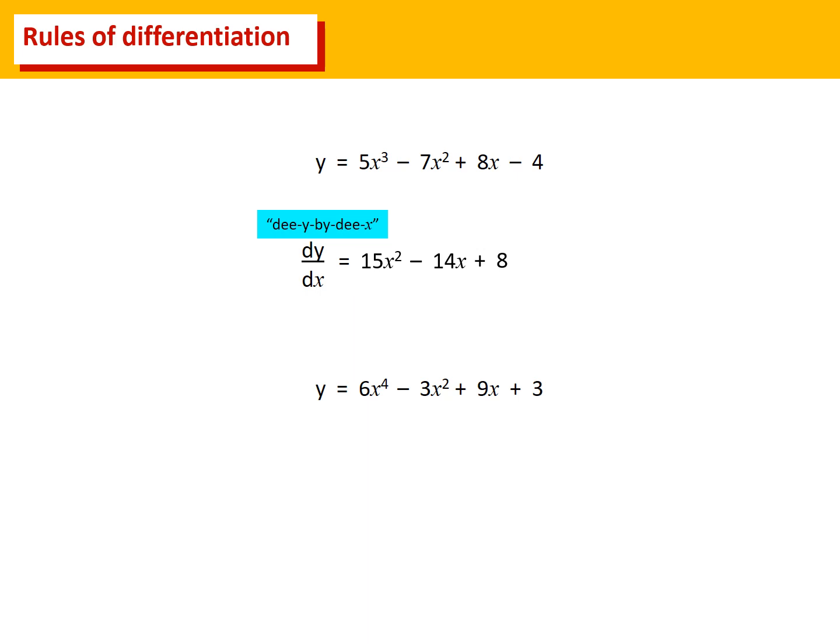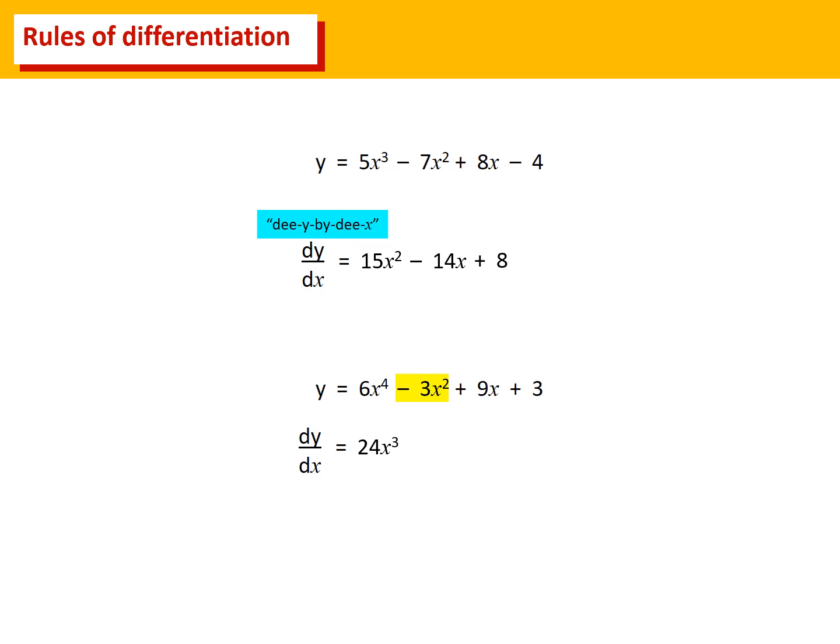So here's a second expression. We're going to differentiate that, just to go through those rules again. 6x to the 4, we bring the power of 4 down to the front, so it's 4 times 6x cubed. Remember, 6x to the 4, we reduce the power by 1, so it becomes 6x cubed. And that simplifies to 24x cubed.